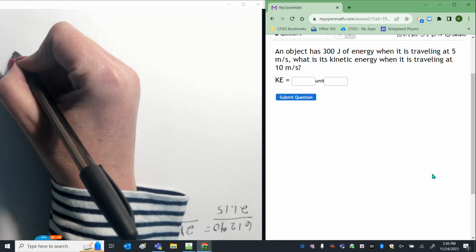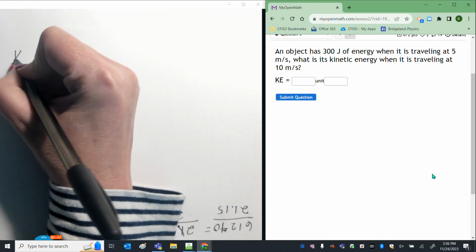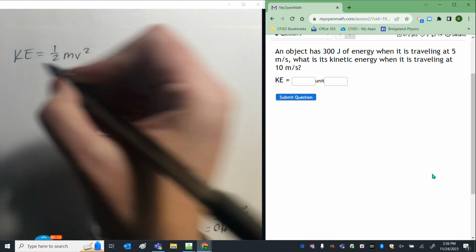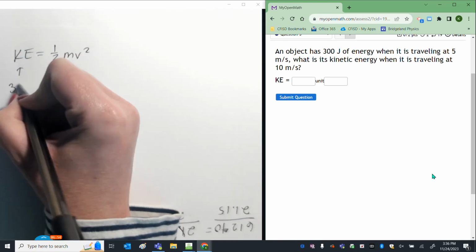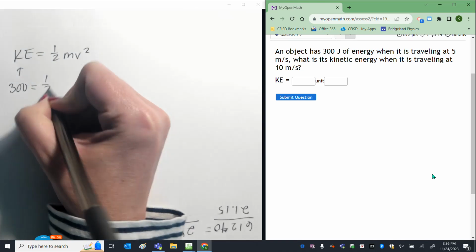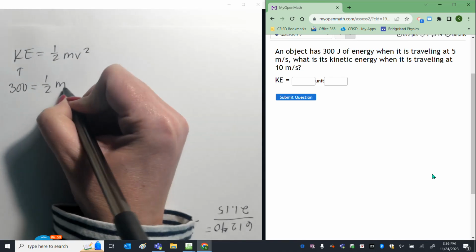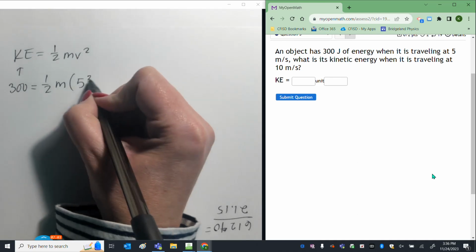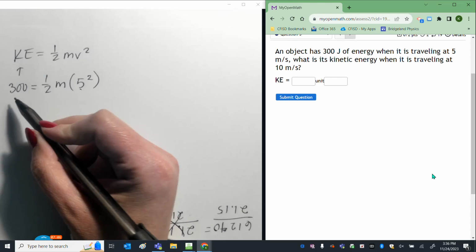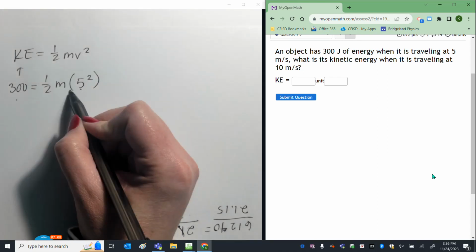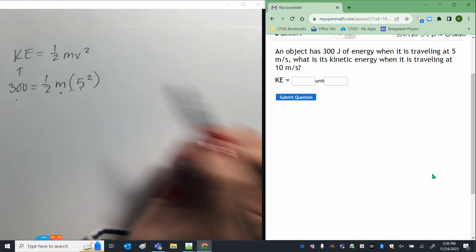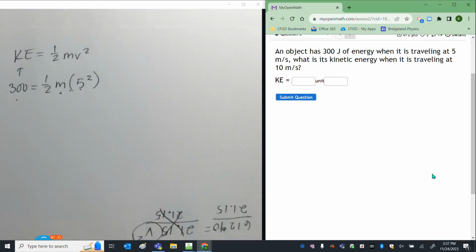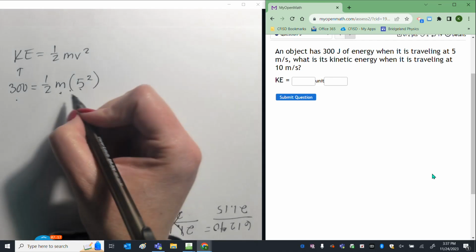So this is my equation: kinetic energy is 1/2 mv squared, and I know the kinetic energy is 300 initially. I don't know the object's mass, but I do know its velocity initially is 5 meters per second. So when it's traveling at this speed, it has this much energy. I can figure out the mass of the object, and if I know its mass, I can then solve for its kinetic energy after its velocity doubles. Let's go ahead and do that.